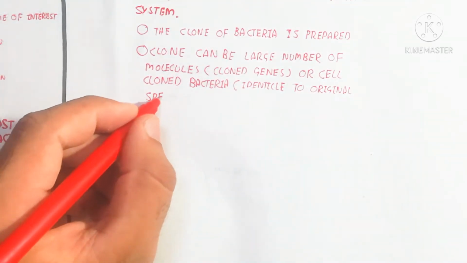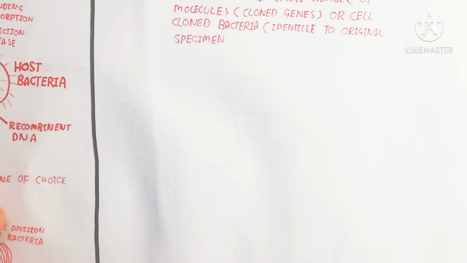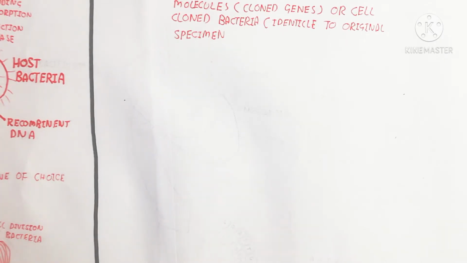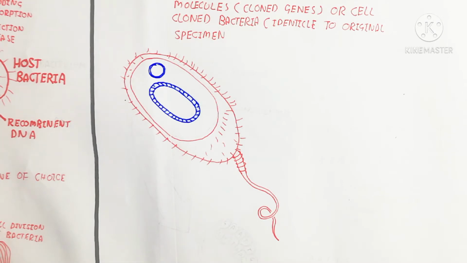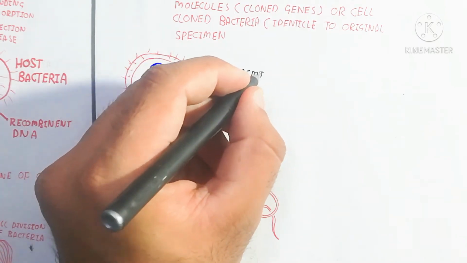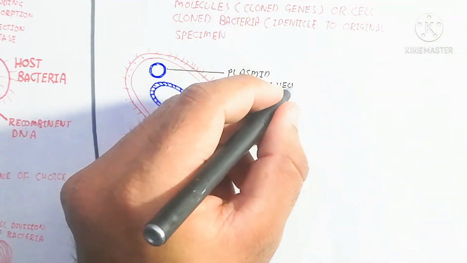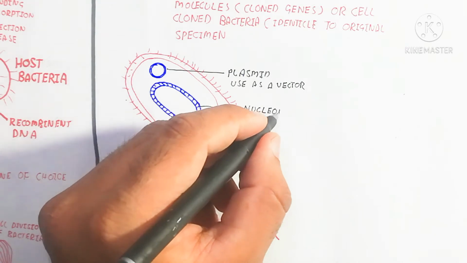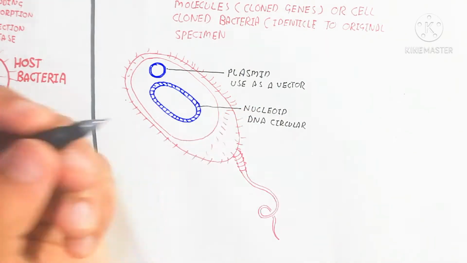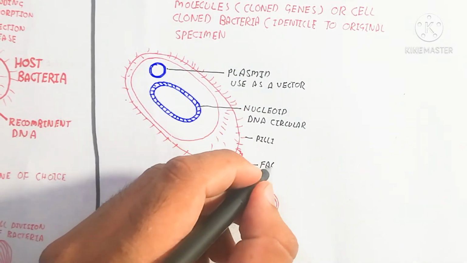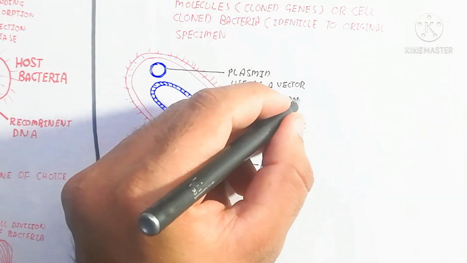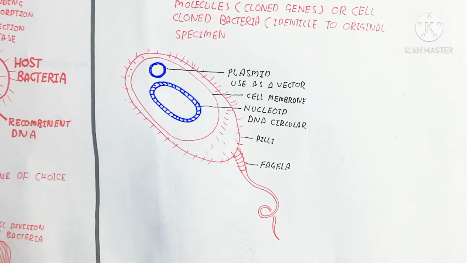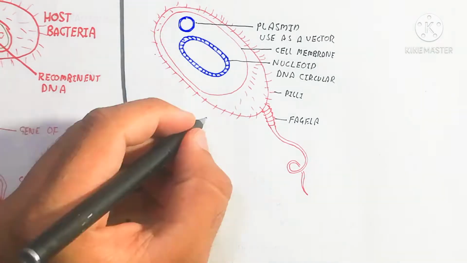We will discuss the pancreatic cell. Here a clone of bacteria is prepared. It means many more bacteria will be produced for checking that gene segment, the gene of interest. A clone can be a large number of molecules, cloned genes, or cell clones of bacteria identical to the original specimen. For example, here is the bacteria. This bacteria contains a plasmid and nucleoid, for example circular DNA, cell membrane, villi, and flagella.